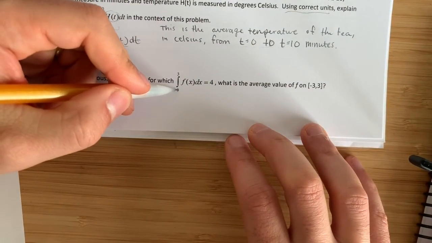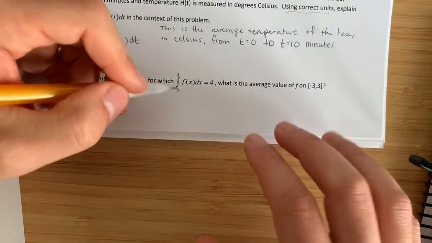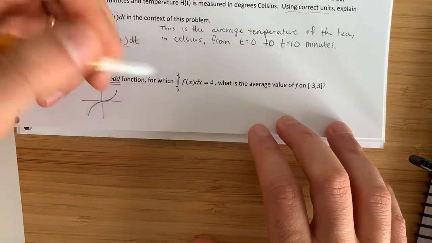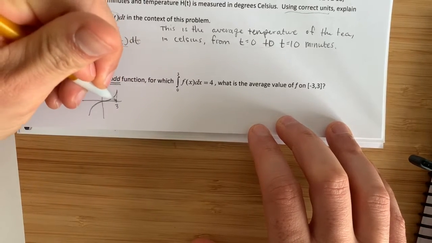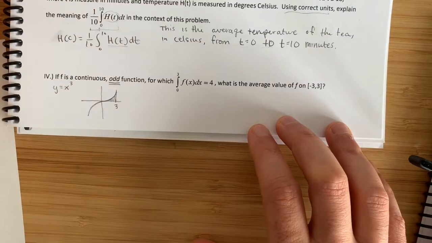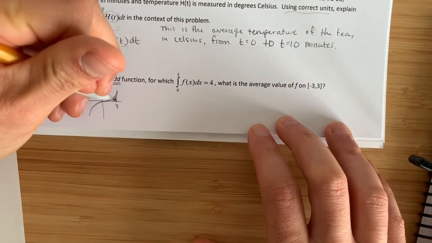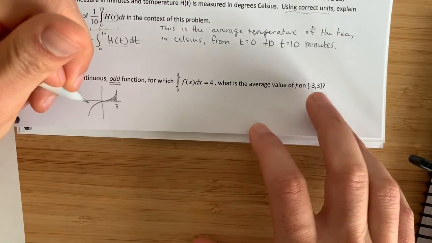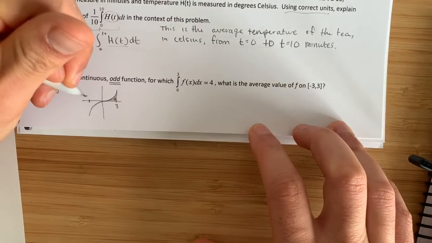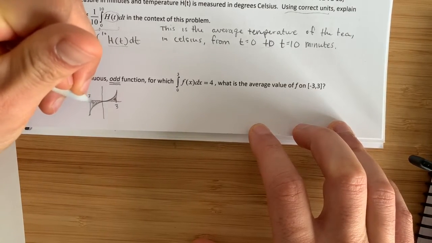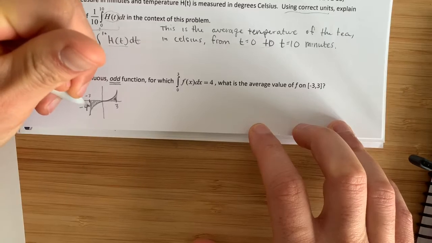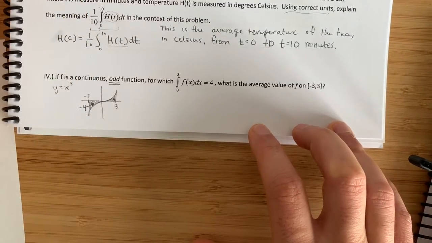That's always the case. It might be flipped, but there's always one part up and one part down. So if I found the net change, or the signed area, either way you look at it, from 0 to 3, this region would be a positive 4. Therefore, if I went from negative 3, this half would have to be a negative 4 area.